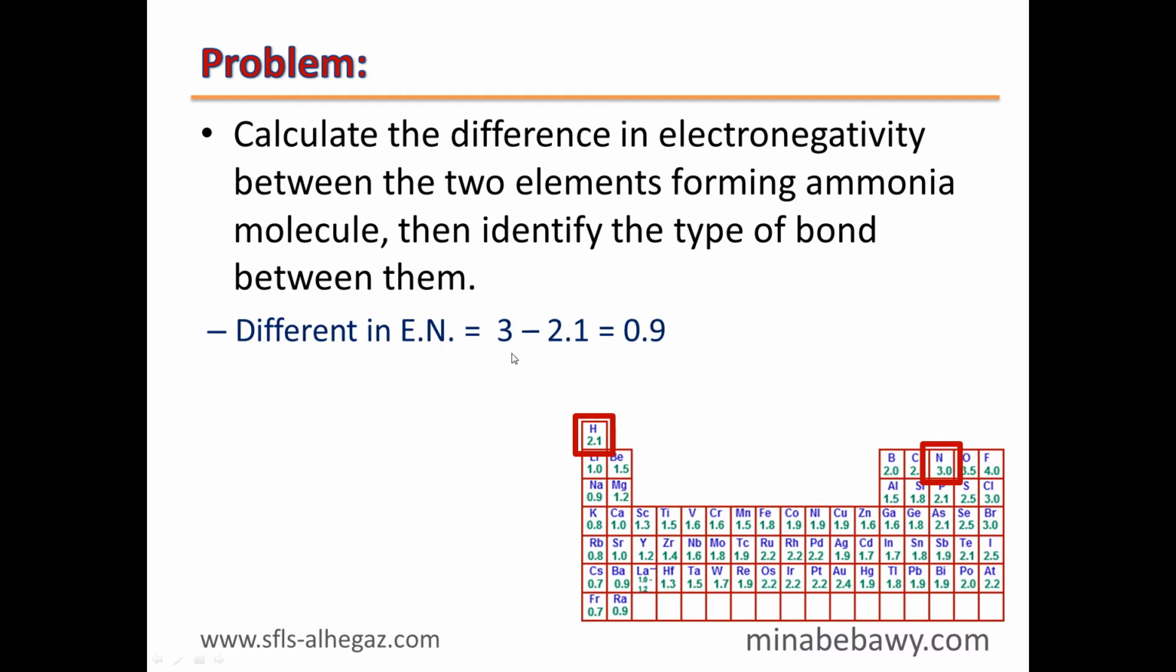The difference between them, don't worry, the numbers will be given, is 3 minus 2.1, so the difference between them is 0.9, which is relatively high, so ammonia is considered a polar covalent compound, and the bond between nitrogen and hydrogen is a polar covalent bond.